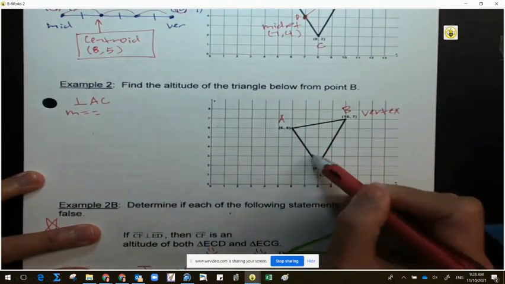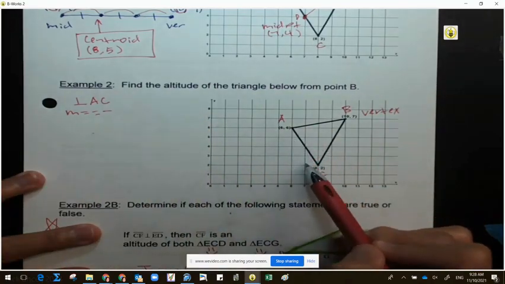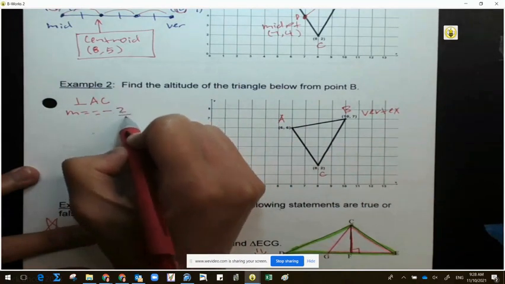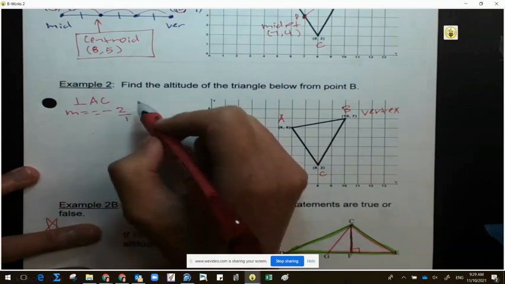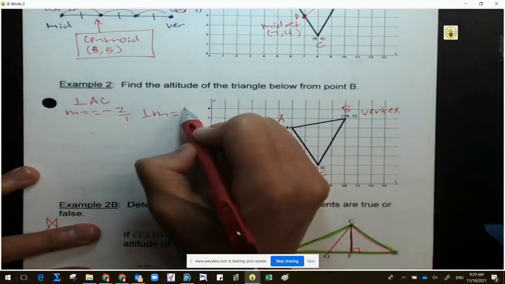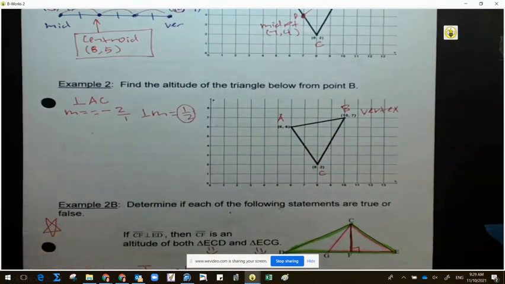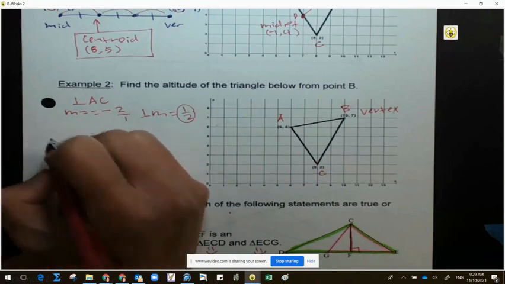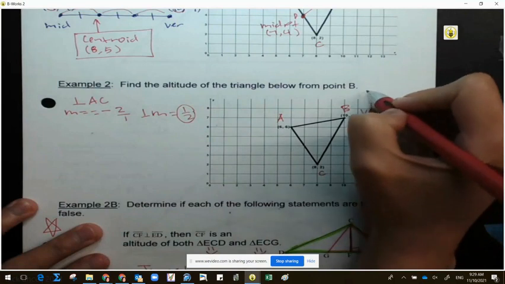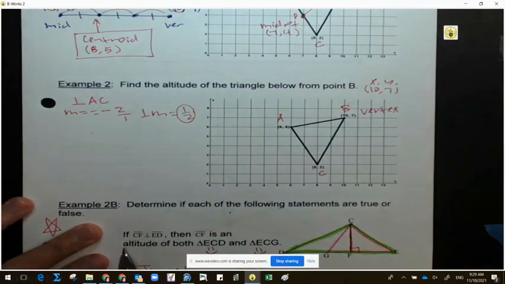Our slope of AC clearly is going down. Is that right? If we do rise over run, how many is it going down across how many? 2 over 1. And then we want the perpendicular slope, which has to be how many? 1 over 2. Opposite sign and reciprocal, flip the fraction. Then we want to use the point slope formula, and the point we're going to use is (10, 7). Let's call that x1 and y1.